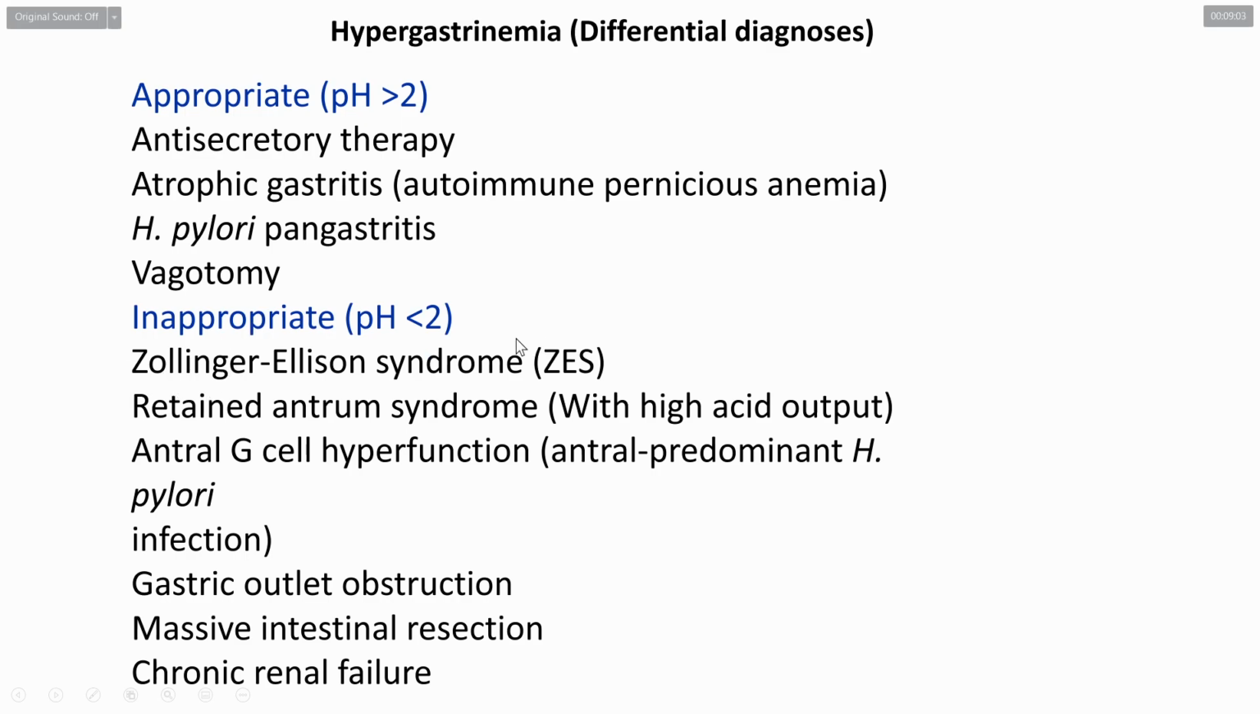Zollinger-Ellison, what is this? It's a primary gastrin. What does Zollinger-Ellison secrete? It's a tumor that arises in the pancreas or in the duodenum and secretes gastrin on its own. This is gastrin that is independent of acid, and it will continue working on your parietal cells through histamine to produce more acid. So the pH will be very low. Okay? Easy?